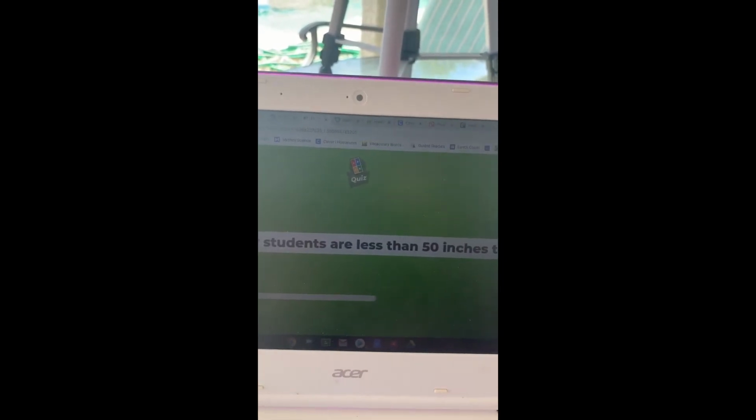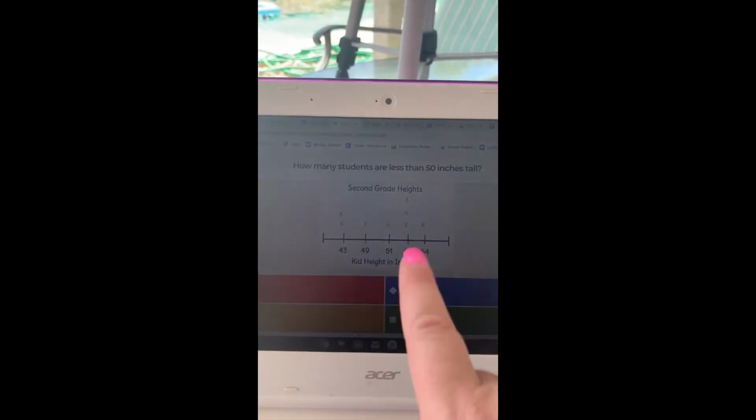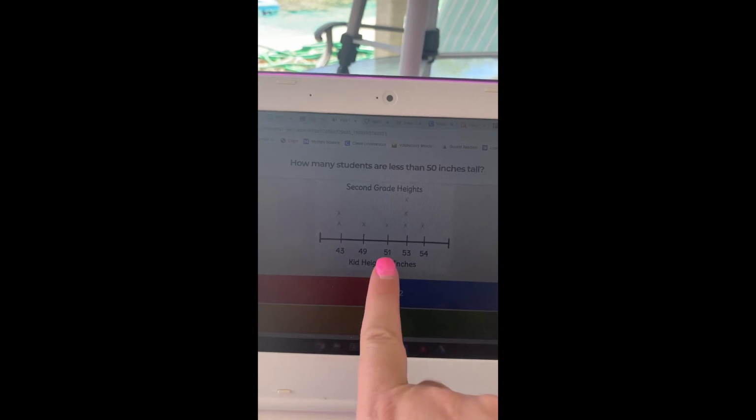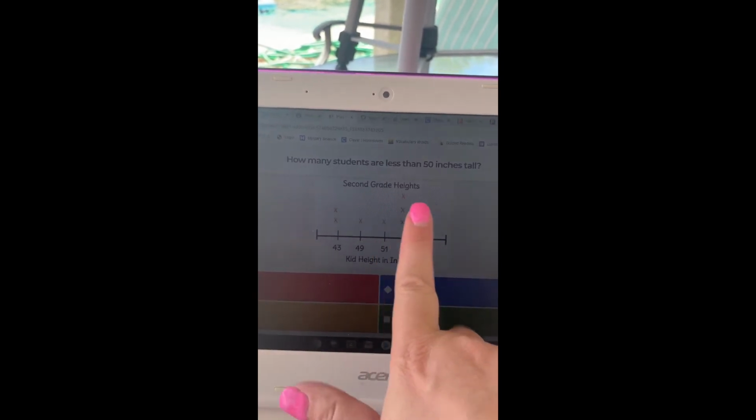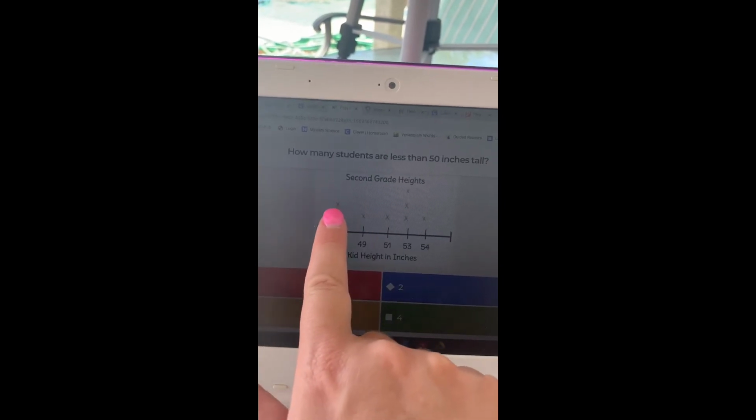How many students are less than 50 inches tall? This one confuses people, so you gotta look. Asking for 50 inches, less than 50 inches. So this is more, this is more, this is more. So we don't care about these. We wanna know how many are less than 50. So we have 1, 2, 3 that are less than 50.